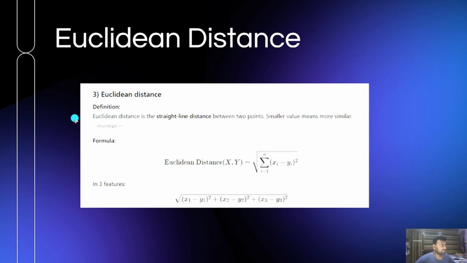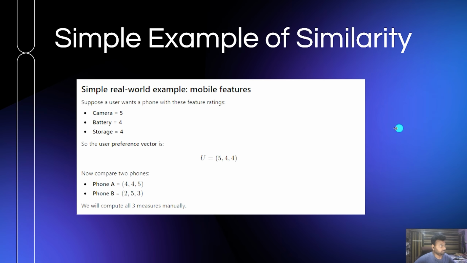Euclidean distance. Euclidean distance is the straight line distance between two points. A smaller value means more similar. And we have already seen how it is calculated. Here we can understand more clearly how this really works.